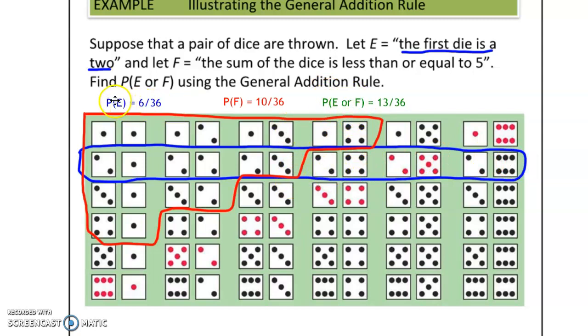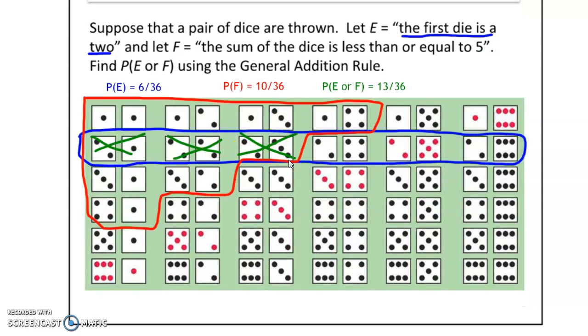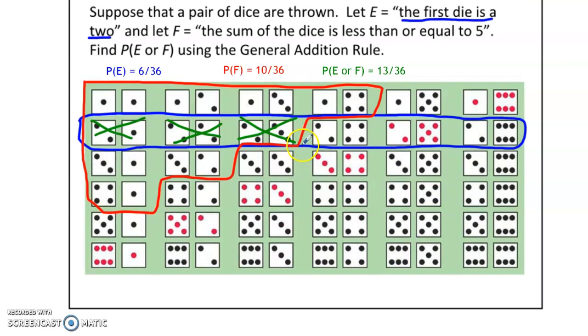But keep in mind, if we were to take probability of E and probability of F and add them together, I'd get 6 plus 10, which is 16 divided by 36. Why is E or F only 13 out of 36? Well, you can see right here that there are three different outcomes that are excluded from being counted twice. This one, and this one. I don't want to count them twice because that's considering them to have happened twice, which they can't, or the probability of those outcomes happening twice, which doesn't happen.